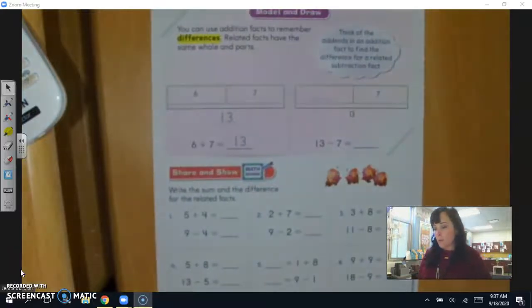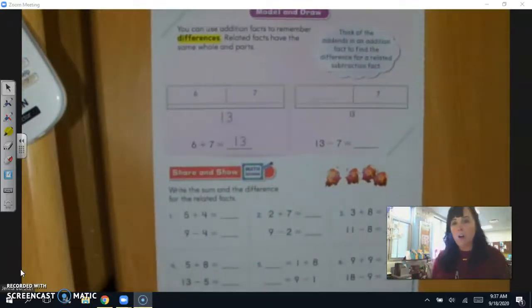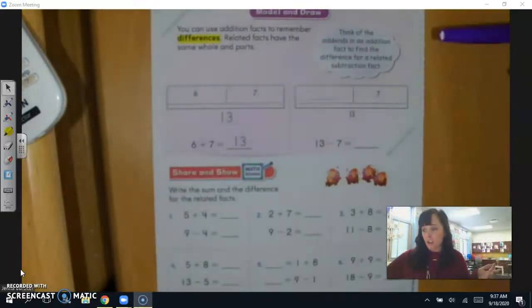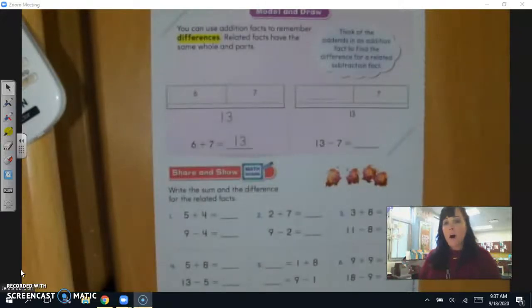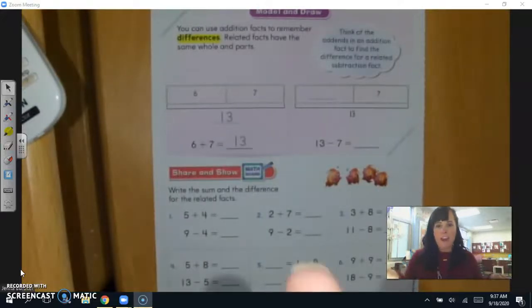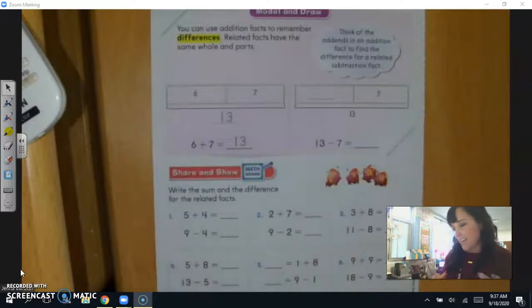Okay. So today we are going to be doing more addition, but we're also going to be doing some subtraction. So today we're going to be talking about fact families. Do you guys remember talking about fact families in the past? If so, you're going to be rocking this lesson. If not, I'm going to refresh your memory today.